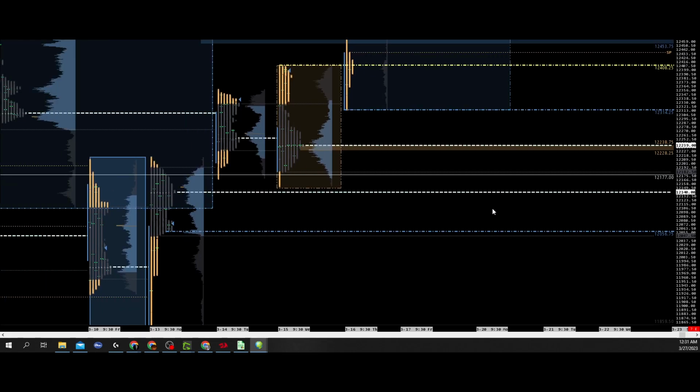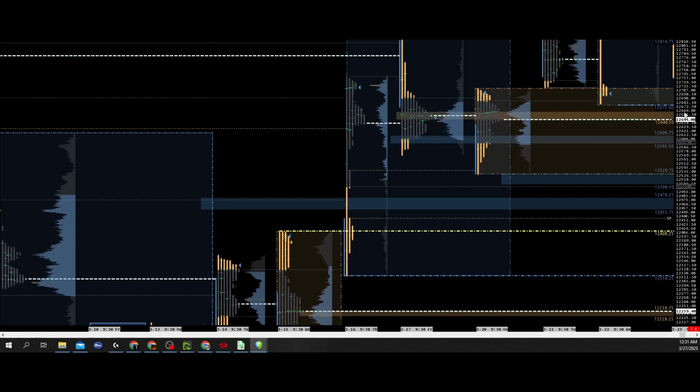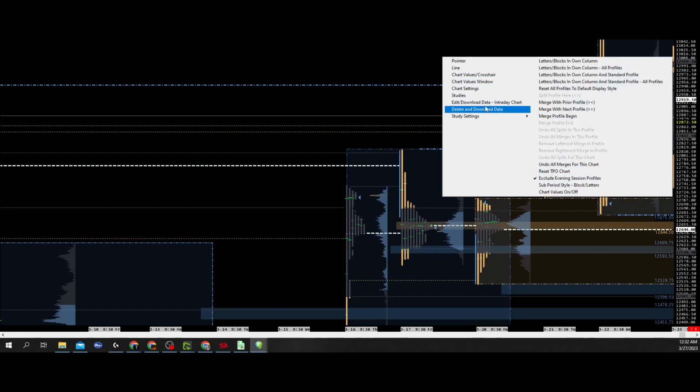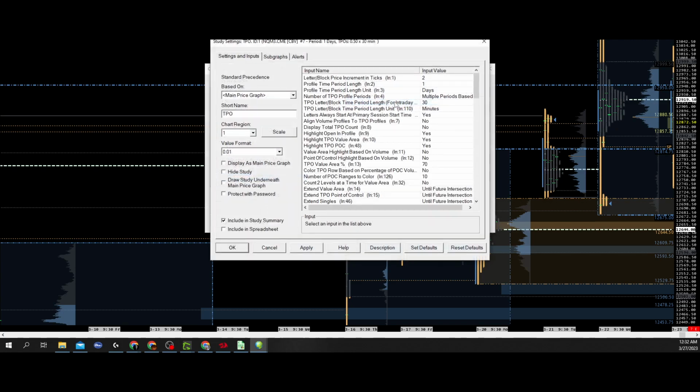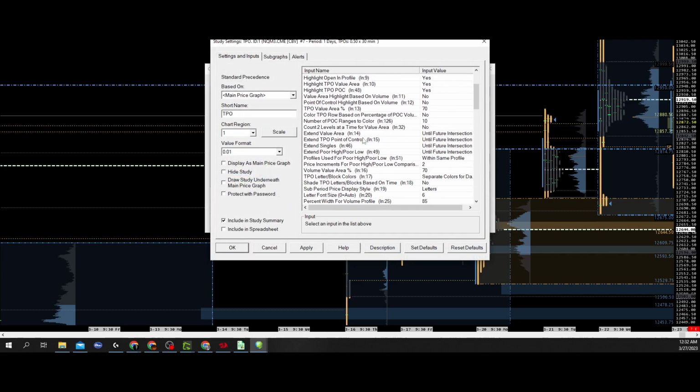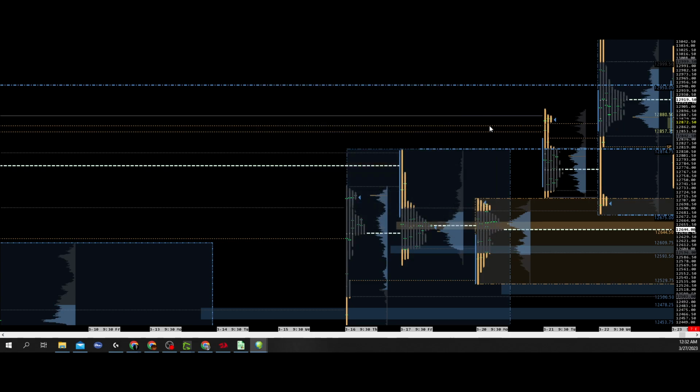Something else you'll hear a lot of people that use TPO talk about is poor highs and weak highs. So if we look at this, and we go down to... where's it at? Extend poor high, poor low. So what is a poor high or a poor low?